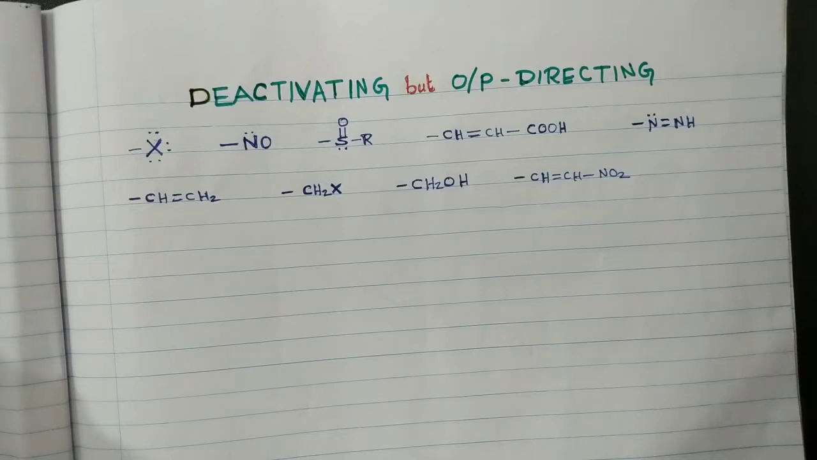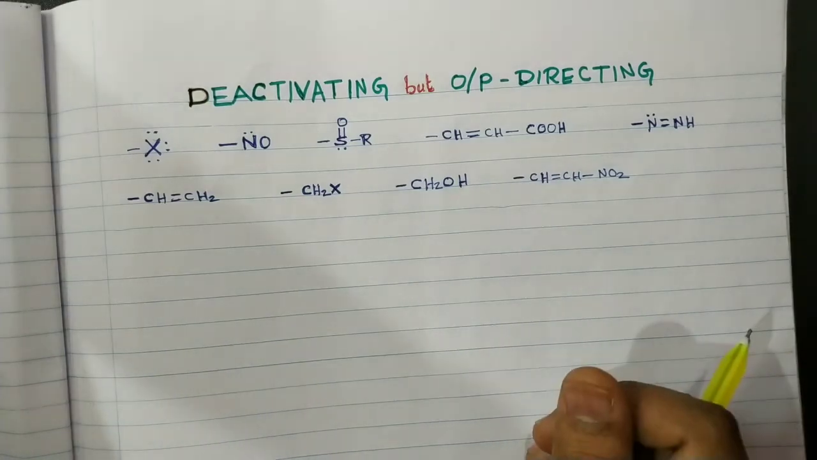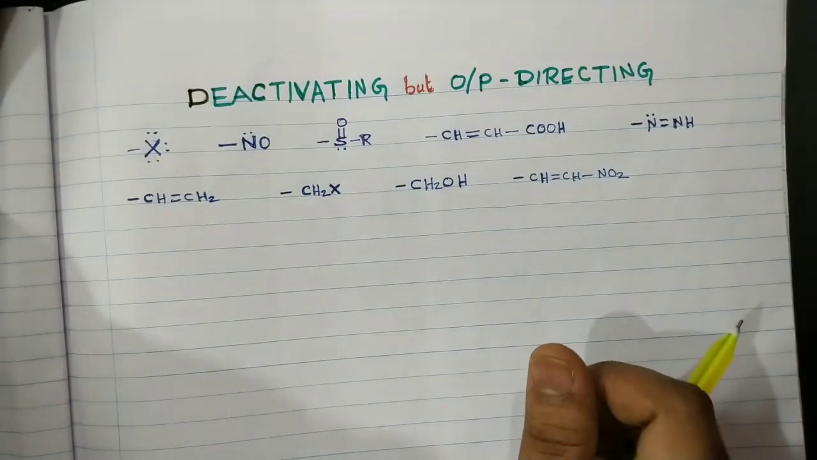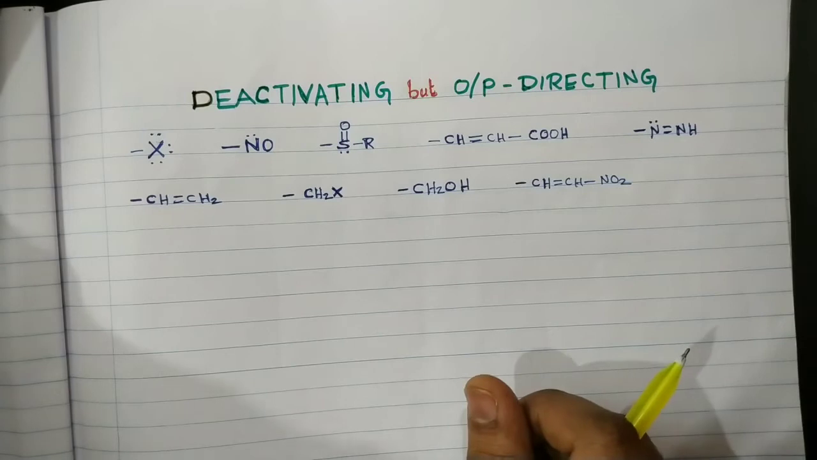Generally, minus M groups are the deactivating groups. That means electron withdrawing groups are the deactivating groups, and electron donating groups, that means plus M groups, are the activating groups actually. So here you know that all activating groups are the ortho-para directing groups, and all deactivating groups are the meta directing groups.